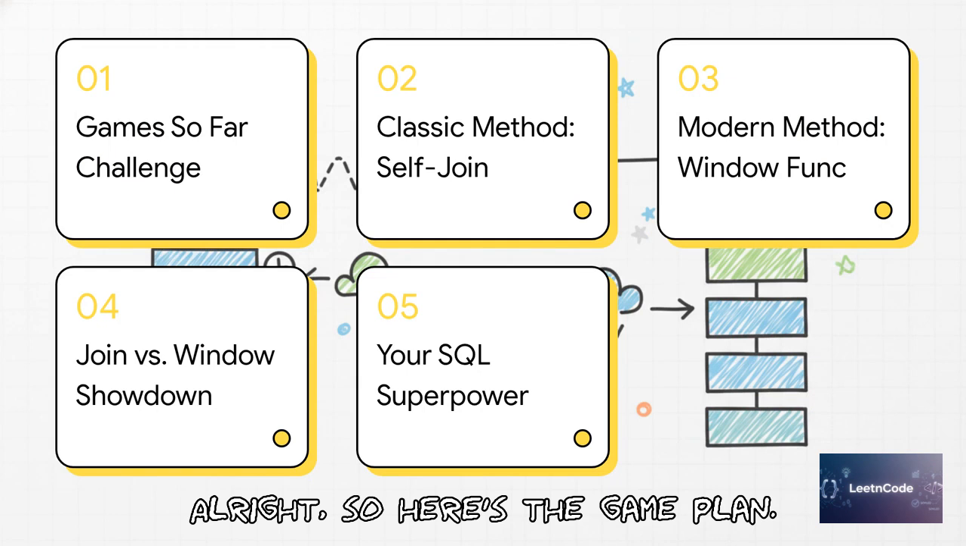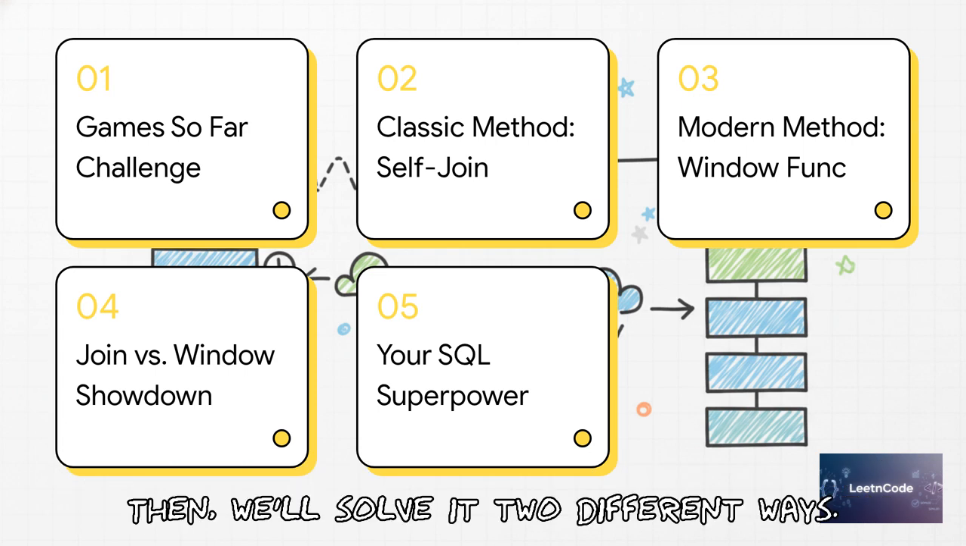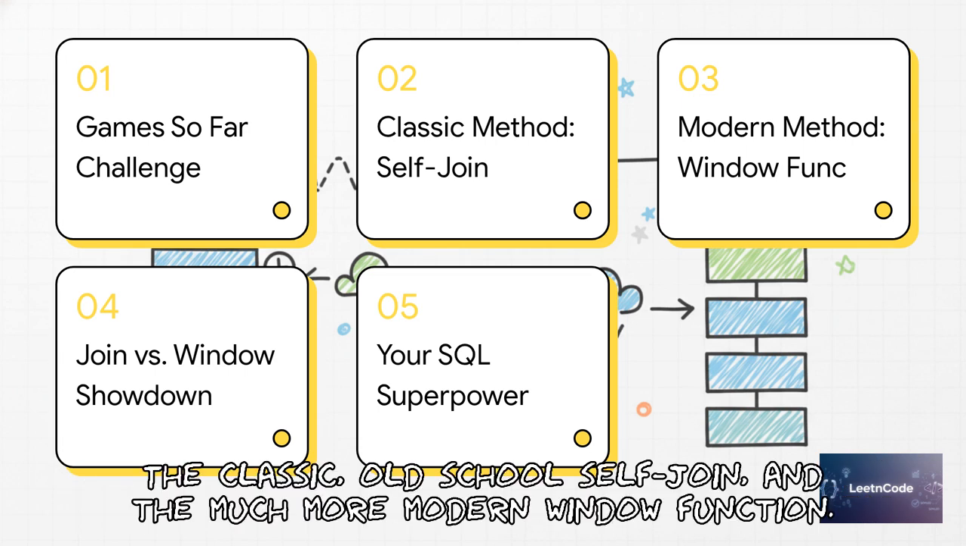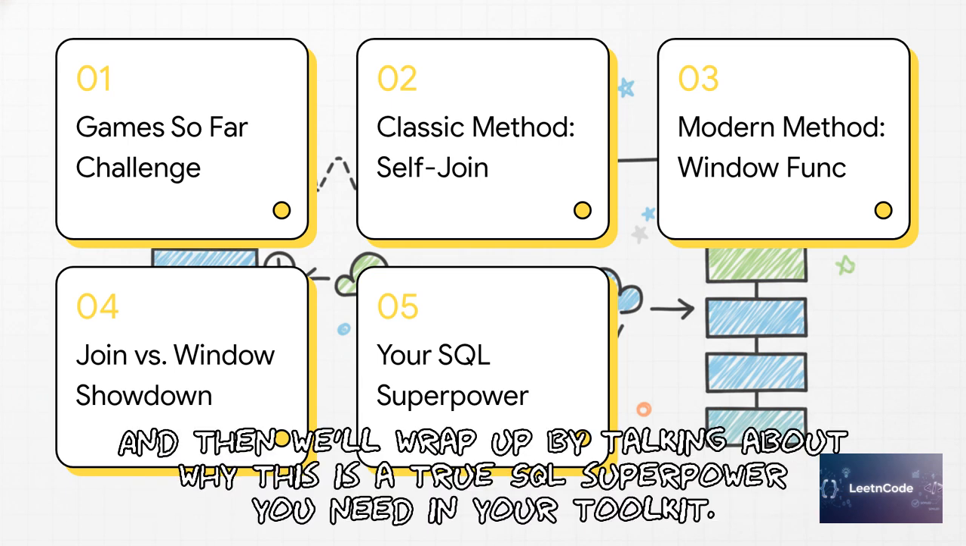All right, so here's the game plan. First, we're going to set up a simple challenge using a gaming example to make it really clear. Then, we'll solve it two different ways: the classic, old-school self-join, and the much more modern window function. We'll even put them head-to-head to see which one's better. And then we'll wrap up by talking about why this is a true SQL superpower you need in your toolkit.